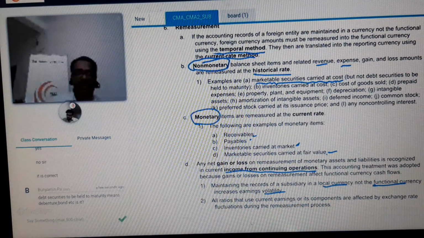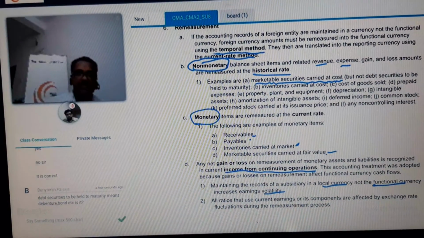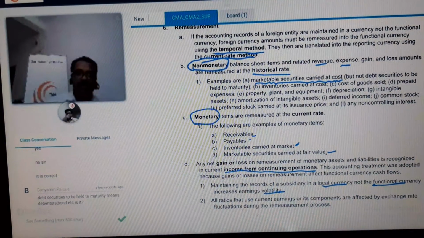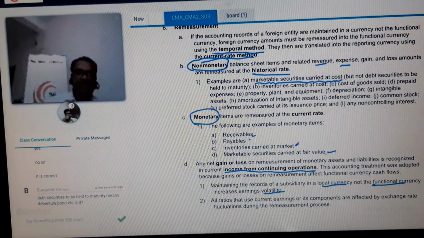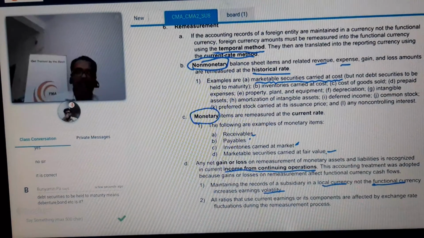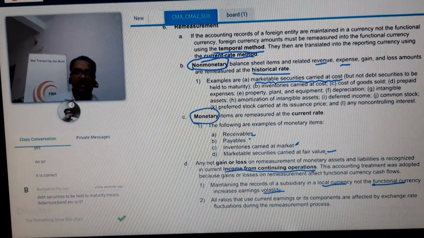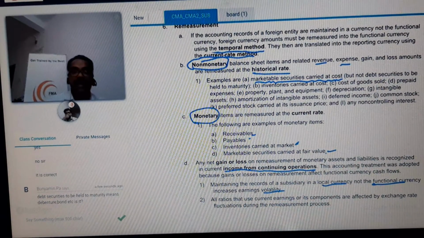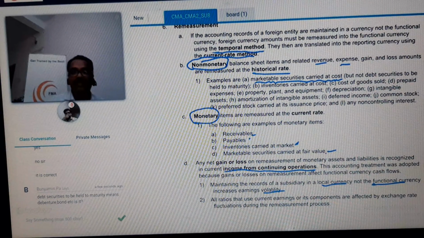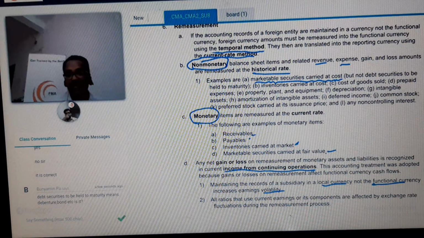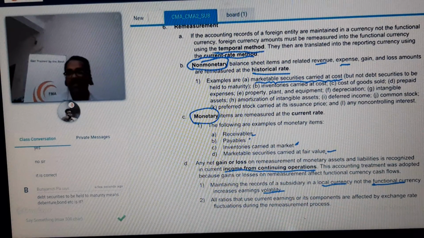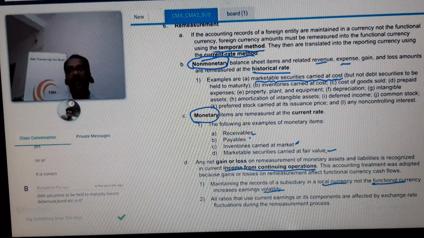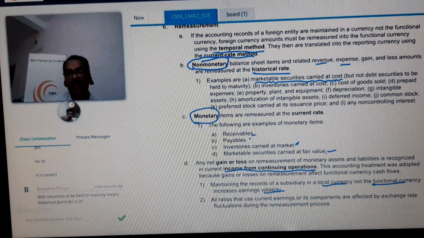Marketable securities at cost: normally it is non-monetary. Marketable securities at fair value: it is monetary, current exchange rate. Your debt securities, which are carried at cost, that is an exemption. That is held to maturity, which is an exemption. That will be converted at the current rate.